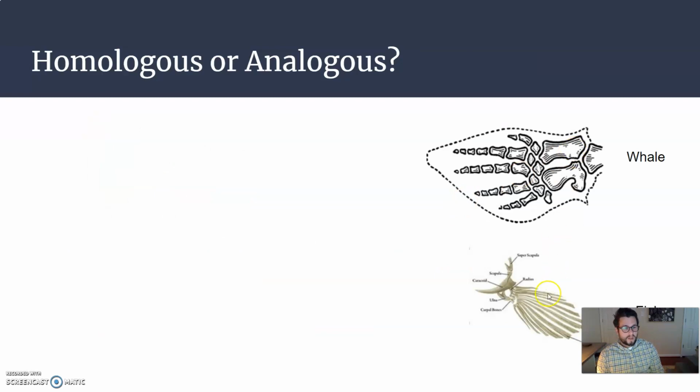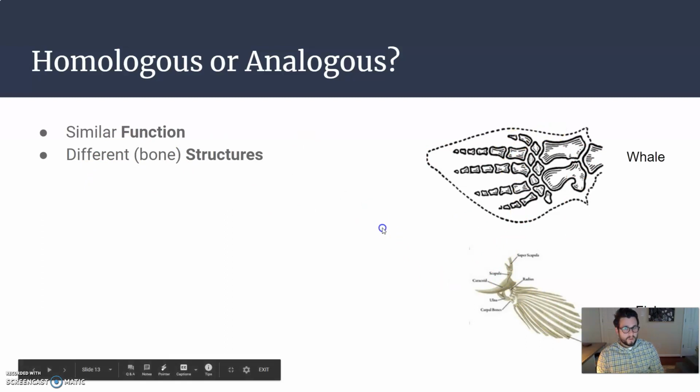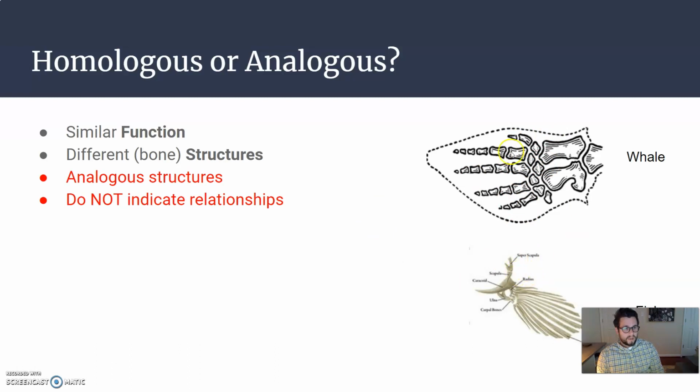So we have a whale fin and a fish fin. Do you think these two are homologous or analogous to each other? Well, they have very similar function. They're both for swimming. They have very different structures, very different arrangement of bones. So these are analogous structures, so we wouldn't say that having fins makes them related.